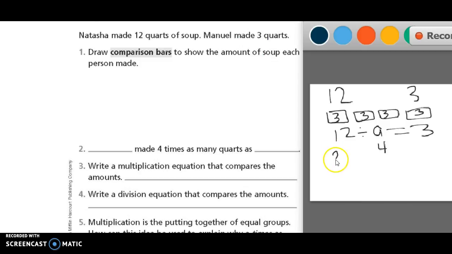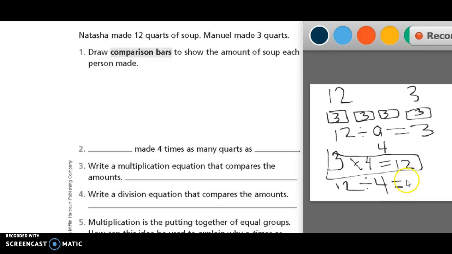So we're going to write this as a multiplication. So it's 3 times 4 was equal to 12. So we said Manuel, and this was how many more she made than him, because she made 12 quarts. So right here would have been Natasha made 4 times as many quarts as Manuel. So our multiplication equation that compares the amount is this right here. Our division equation was this, but you would put the number in there. If you have the variable, that's okay too. But on the test, they are going to have you put in the number for the actual answer. So it would be 12 divided by 4 is equal to 3.